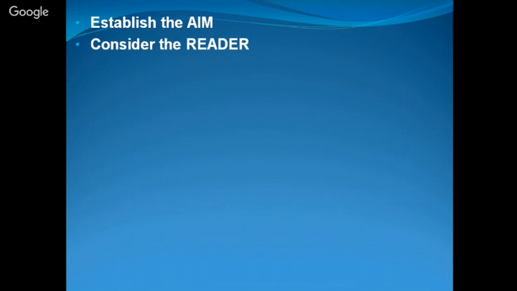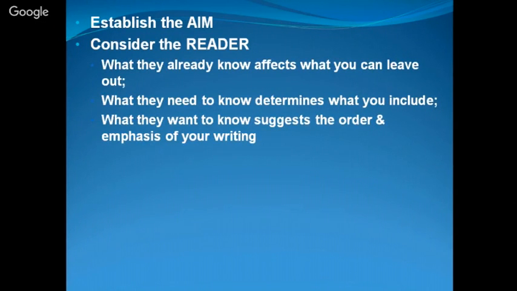Now, aim is very important. As a writer, you need to know why you are writing, what you hope to achieve through written communication. Consider the reader. What they already know affects what you can leave out. You need not repeat it. What they need to know determines what you should include in your report or in your other written communication, and what they want to know suggests the order and emphasis of your writing. Because if you know your reader well, the message will flow very quickly, very smoothly.